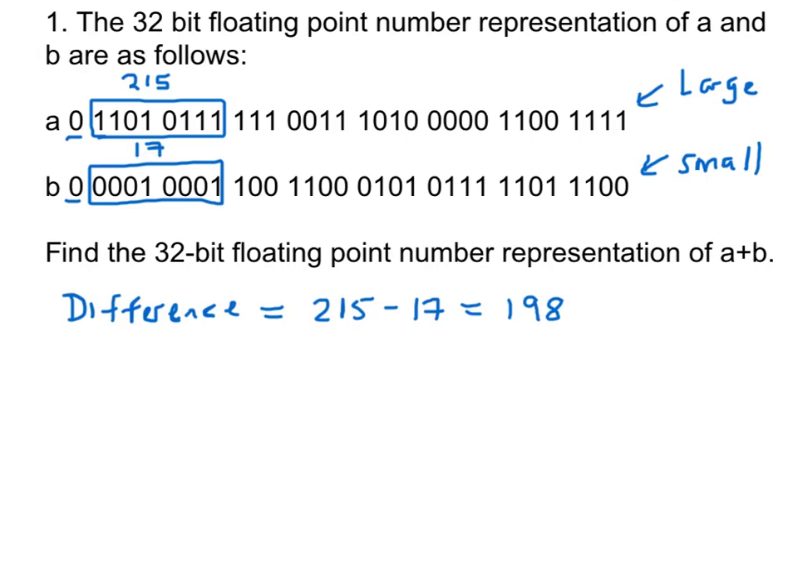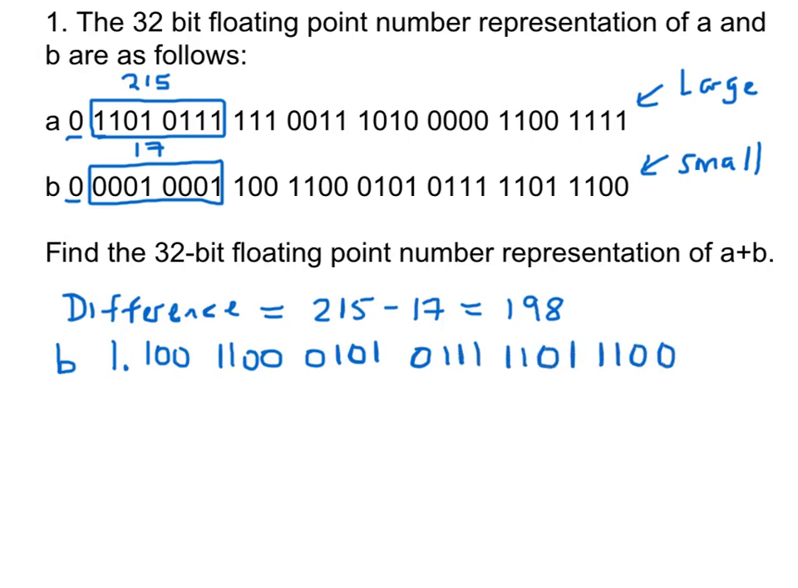The very small number makes very little difference to the large number, and in some cases makes no difference when you're using a machine, i.e. a calculator or a computer. This is going to be the case here. If we look at B, and we write down the significand, and remember with putting in the leading one, it's 1.100 1100 0101 0111 1101 1100. So that's B.